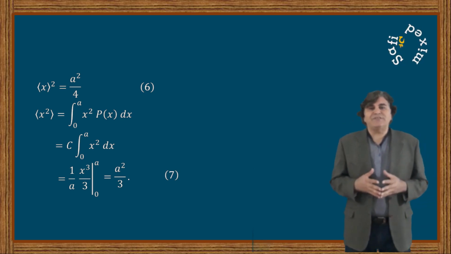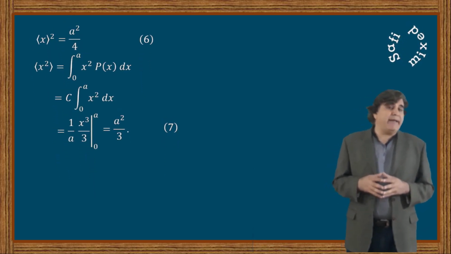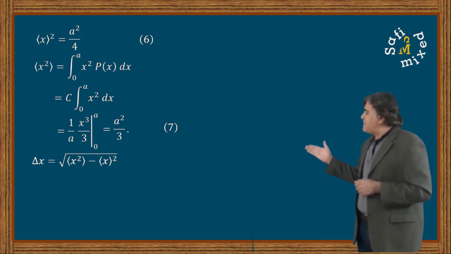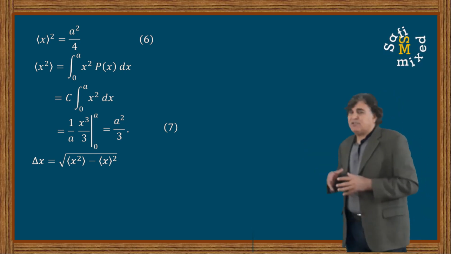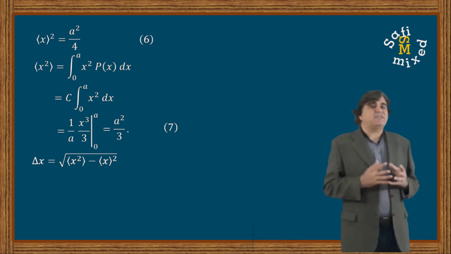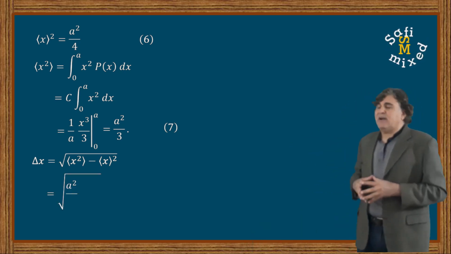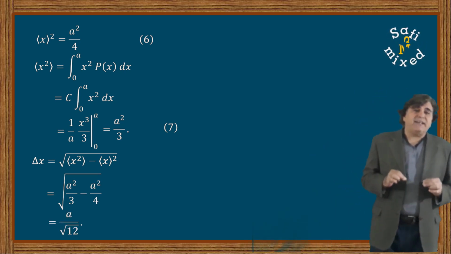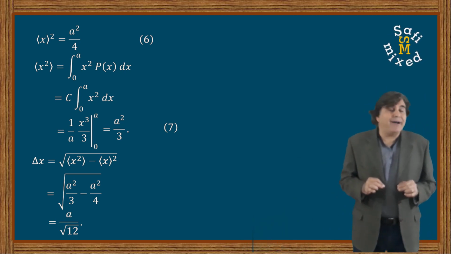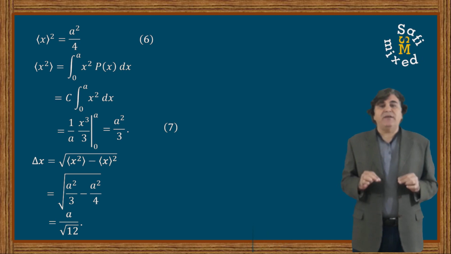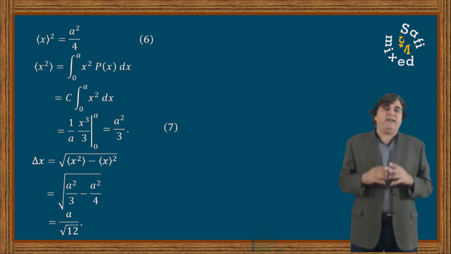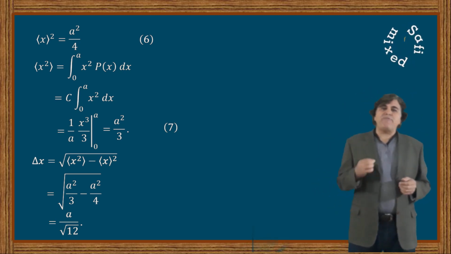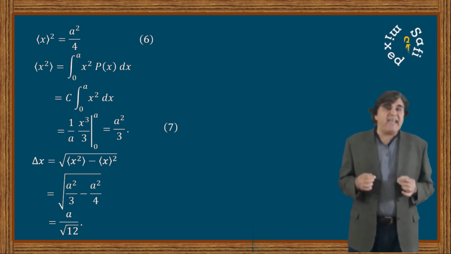From these two last results, the standard deviation of position is given by delta x equals the square root of the average of the square of position minus the square of the average of the position, and if I substitute the values, it is straightforward to reduce the result to a divided by the square root of 12. This equation gives the standard deviation of the position of a particle in an infinite potential well from the perspective of classical mechanics. Okay, keep these results in your memory and wait for my next video on the same topic from the perspective of quantum mechanics.